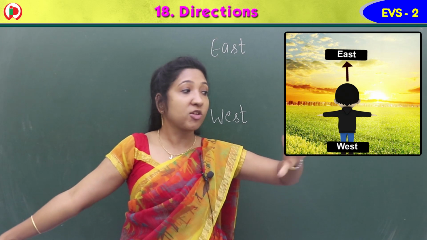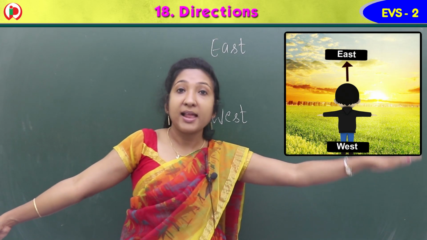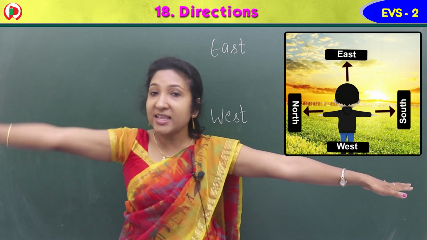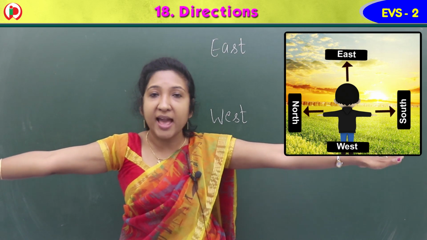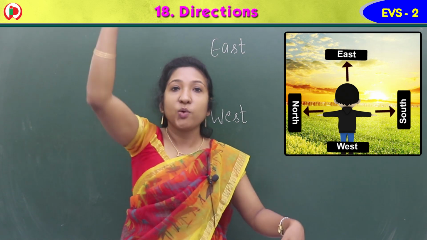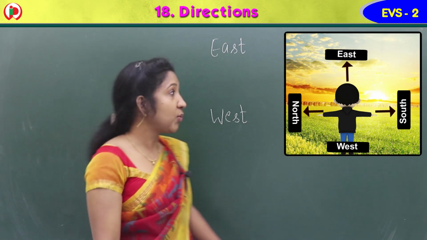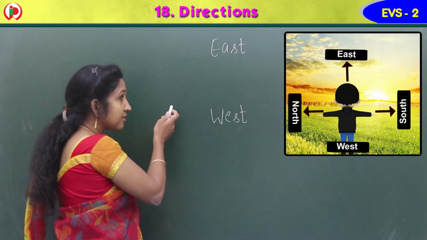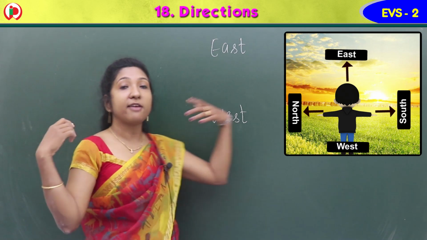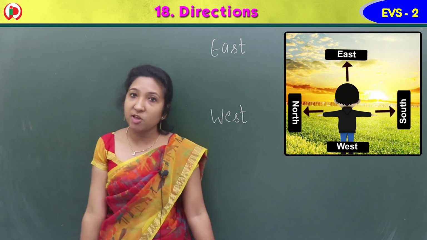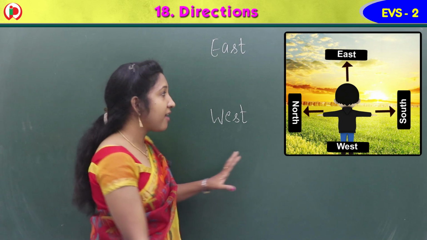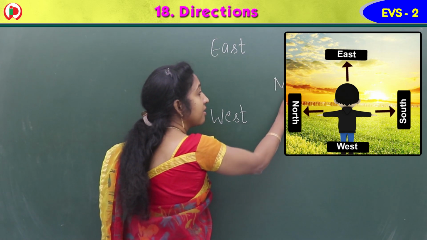Then the direction to the left of you. Left is your north and the right side is the south direction. So east, west, north, south. East, west, north, south. Isn't it? Left is your north and right is your south. So east, west, north, south.